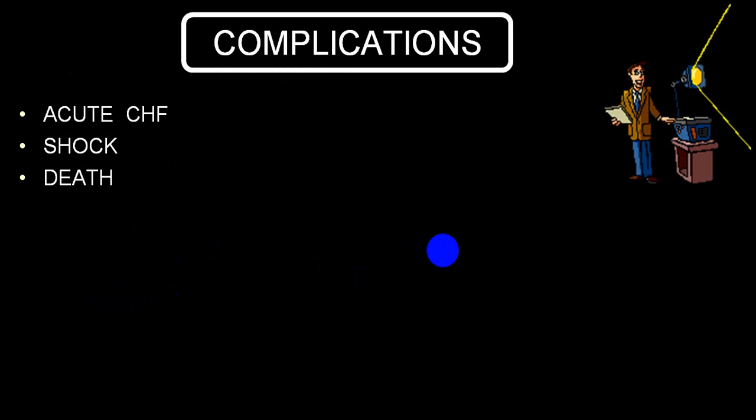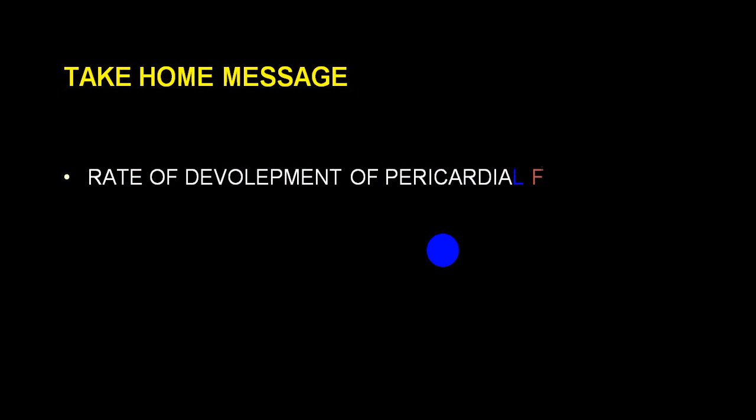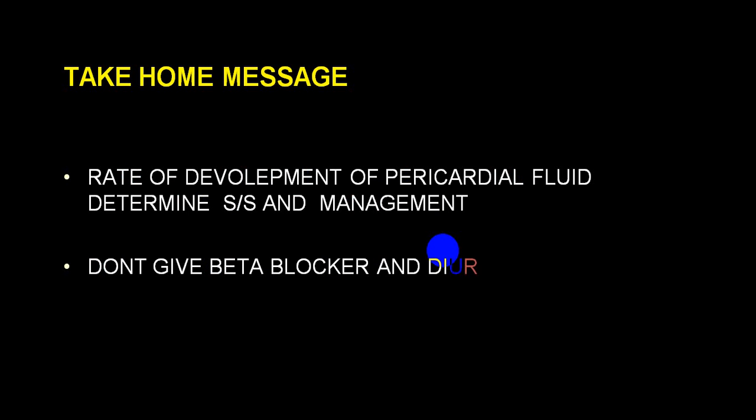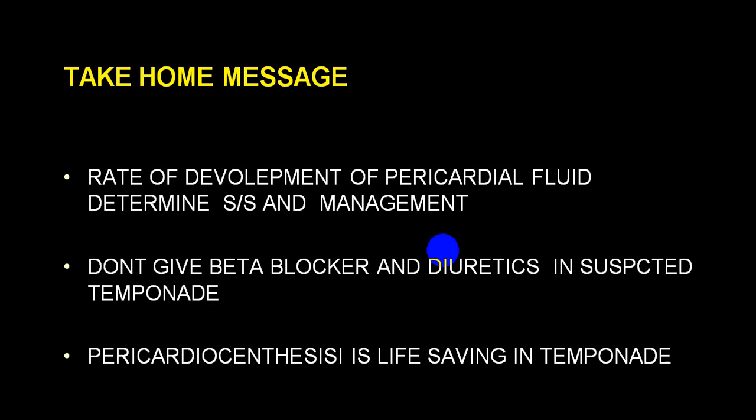Complications because of cardiac tamponade are acute congestive heart failure, shock stage, and mortality, very, very high mortality. So take home message: rate of development of pericardial fluid will determine the symptoms, signs and management and severity of the disease and mortality. Don't give beta blockers and diuretics to a suspected patient of cardiac tamponade. Pericardiocentesis is life-saving in cardiac tamponade.